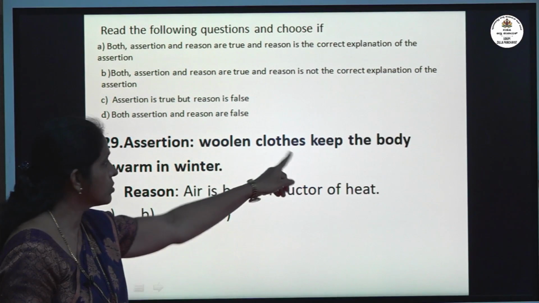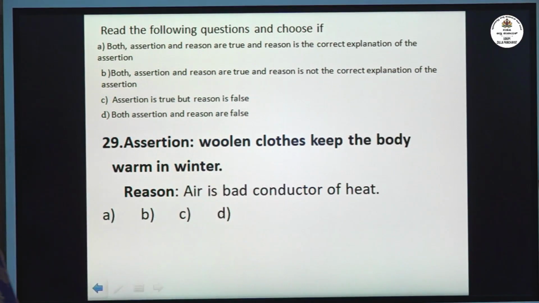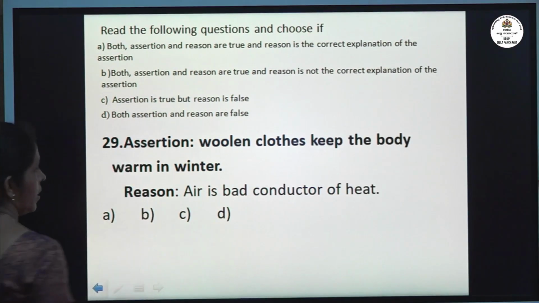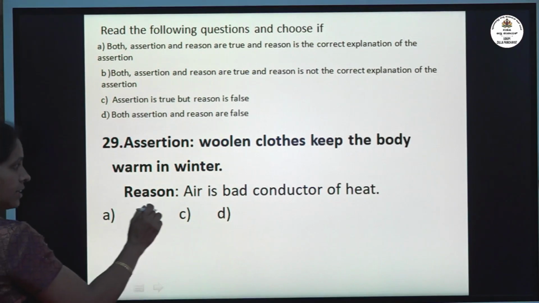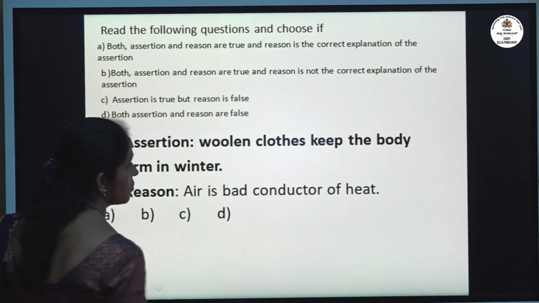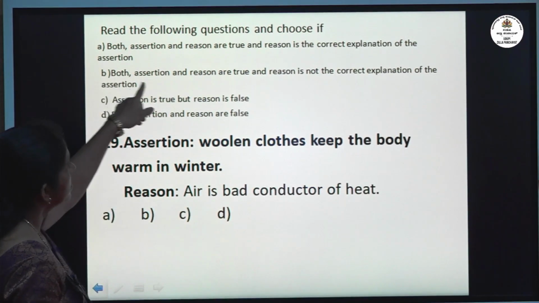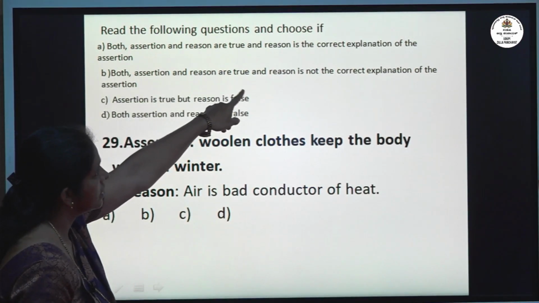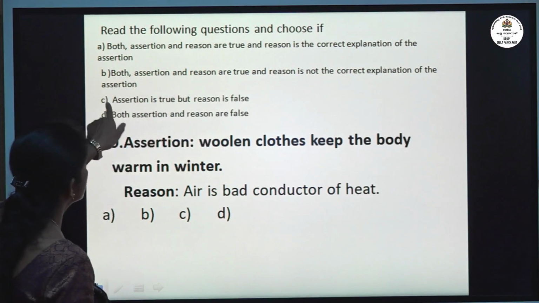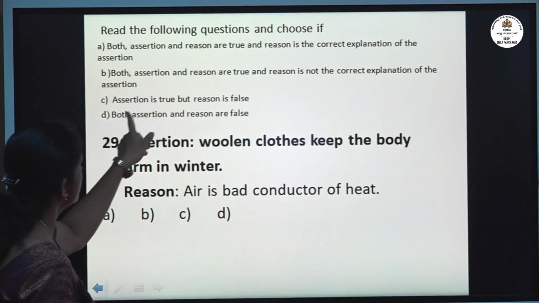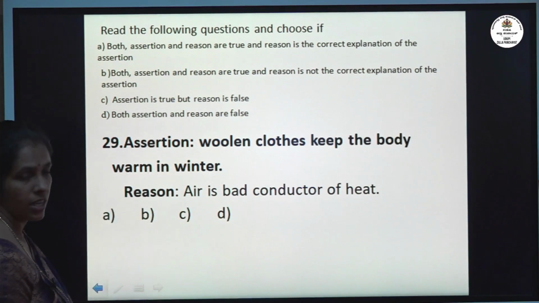We use woolen clothes in winter. Sweater, we use sweater during winter. Woolen keeps us warm in winter. Assertion is true. Reason: air is bad conductor of heat. Is the reason true? Reason is not the correct explanation. Assertion is true but reason is false. Both assertion and reason are false.